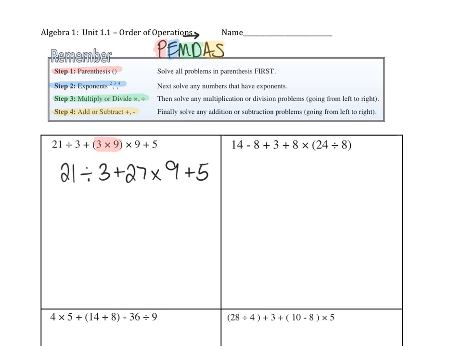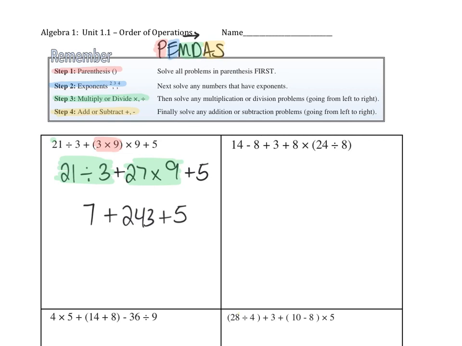So next we look for exponents. However, there are no exponents in this problem that I see. So I move on to multiplication and division, but again from left to right. I'm going to highlight in green that I have to do 21 divided by 3 first, because that's the leftmost, and I'm going to have to do 27 times 9 next, okay? So if I do that out on the calculator, 21 divided by 3 is 7, plus 27 times 9 is 243, plus 5.